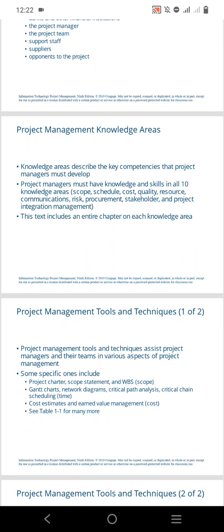Now, these knowledge areas describe the key competencies that project managers must develop. There are some competencies that managers should have in certain knowledge areas in order to see that the project is carried out effectively. So project managers must have knowledge and skills in all the 10 knowledge areas, which include the scope, the schedule, the cost, quality, and so on and so forth.